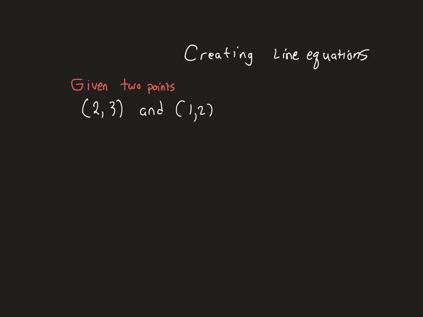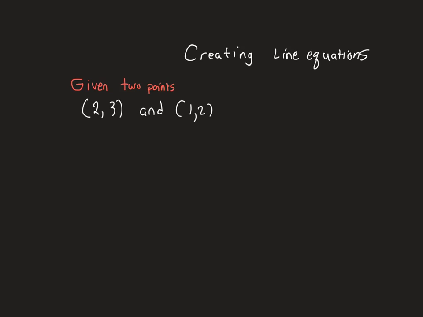And in today's video, we're going to be looking at creating line equations. Now, we're going to be looking at it in three different ways. We're going to be looking at it when you've been given 2 points, when you've been given a point and a slope, and finally, when you've been given the graph with the line. So first, let's start off when you've been given 2 points.